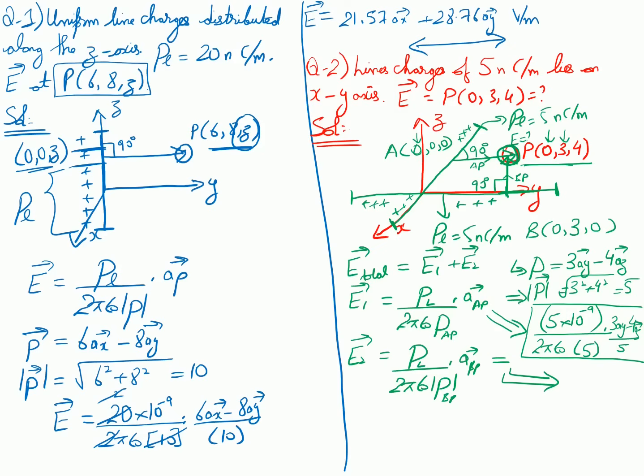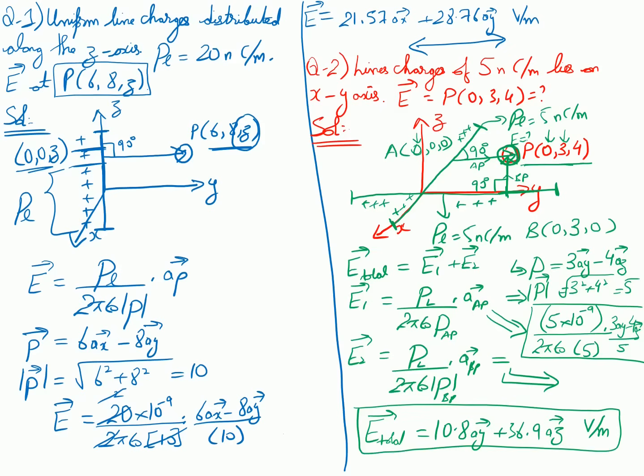So I'm leaving you with the final electric field, or E total. This comes out to be 10.8 a_y plus 36.9 a_z volts per meter. So this is the total electric field that you should get. You need to find the value for E2 as I have done for E1. So this is the solution for this question.